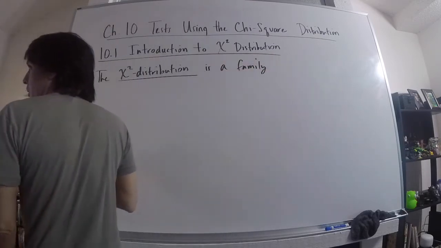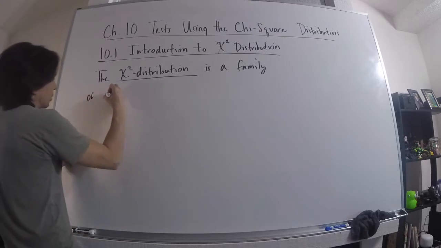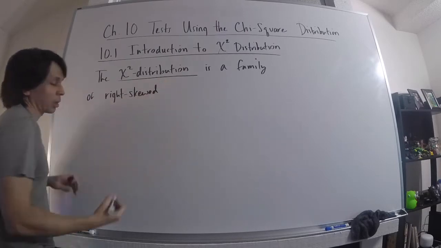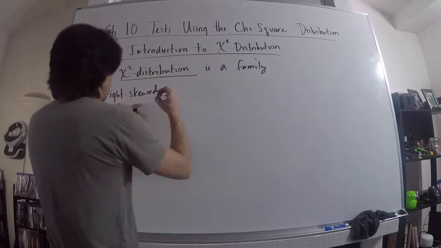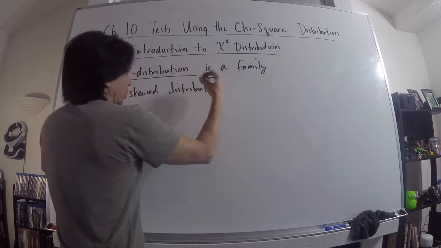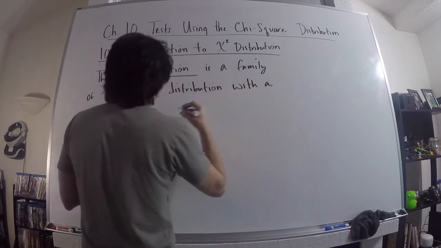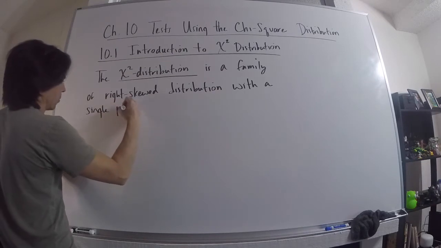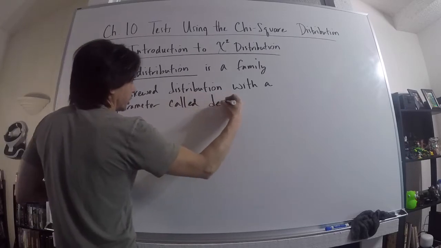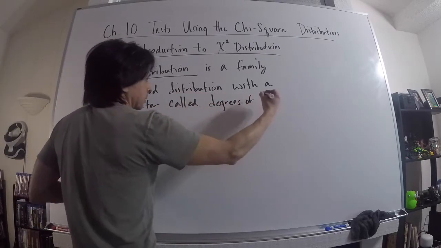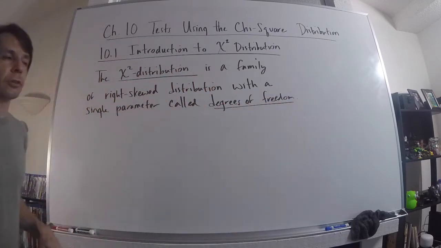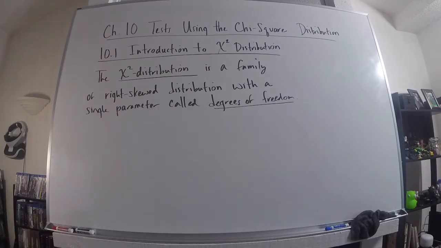A family of distributions, and it is not symmetrical and it is not bell-shaped. It is right skewed. I'll sketch a picture in a bit, but this will be a different picture. A right skewed distribution with a single parameter called degrees of freedom. It's conceptually the same as the degrees of freedom in the t-test. Degrees of freedom is a concept that comes up a lot as parameters to different distributions.